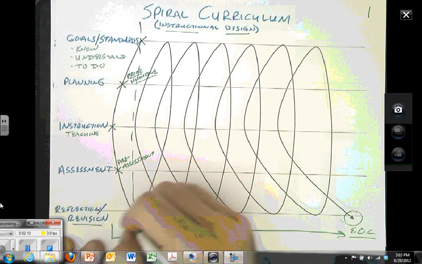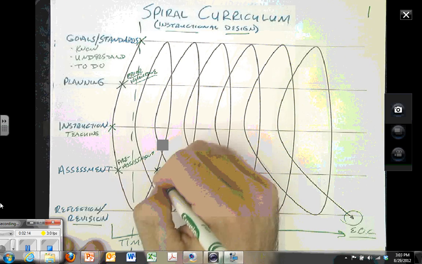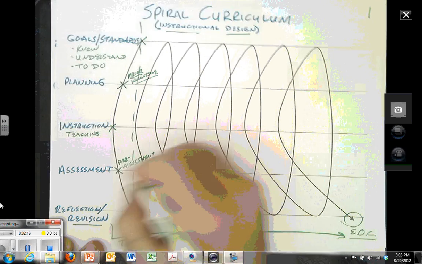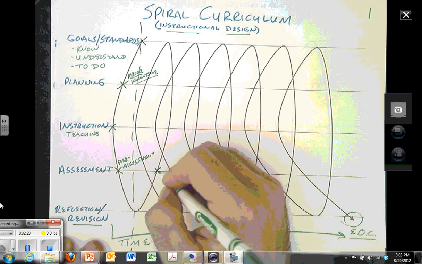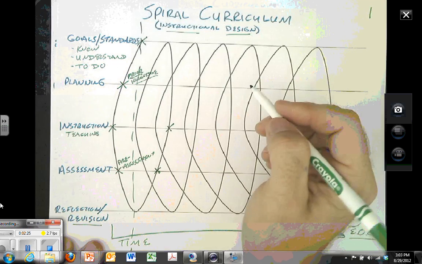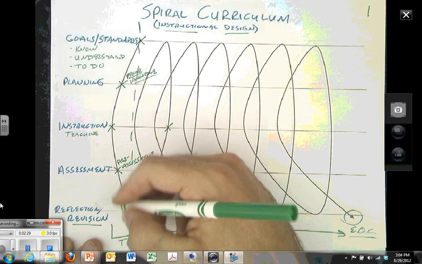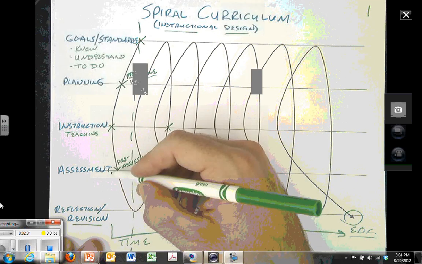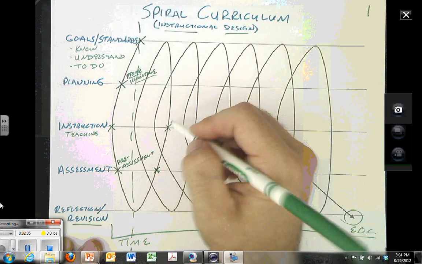So we're revising. Here we hit back on the assessment. So how could I begin to design an assessment based upon my reflection and revision that the students will be able to do when we come back around? Here we get to instruction. Thinking about the instructions, based upon this reflection and based upon this assessment, as I reflect and revise, how do I revise my instruction? What do I need to do next?